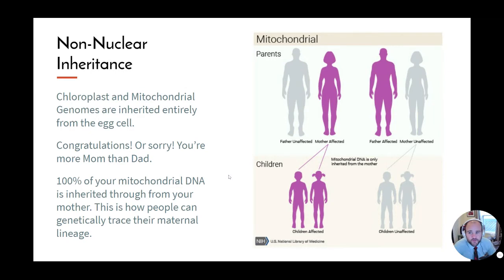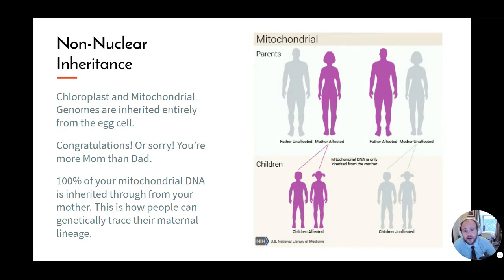Another interesting form of inheritance is non-nuclear. A great way to determine lineage for people who are really interested in pedigrees or ancestry is looking at mitochondrial DNA. If you remember when we talked about cells, mitochondria and chloroplasts have their own sets of DNA because they originally were independent bacteria that were swallowed up.